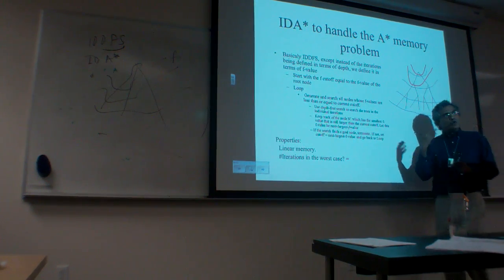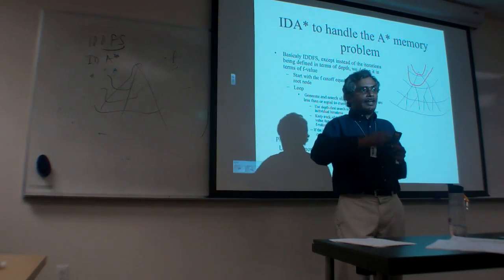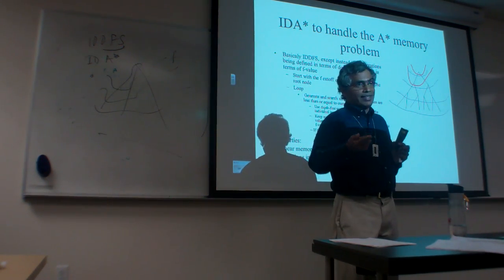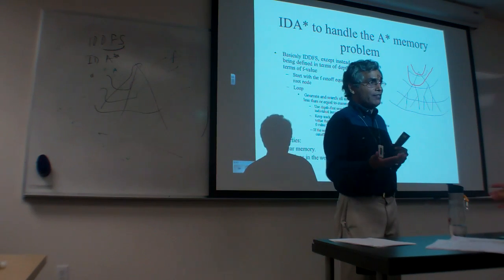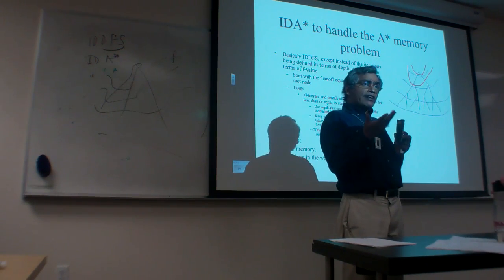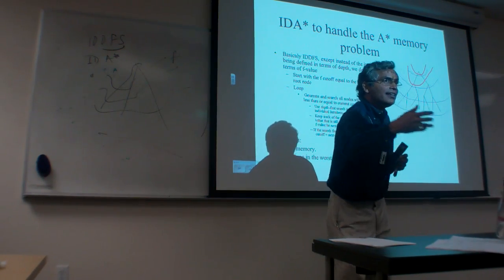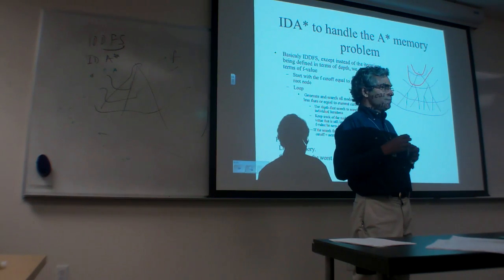Okay, in the case of D, you know how to increase the D. D starts with 0, then 1, then 2, then 3, because depth only increases in integer values. In the case of F value, how do you know what should be the next F cutoff? First one in the queue.